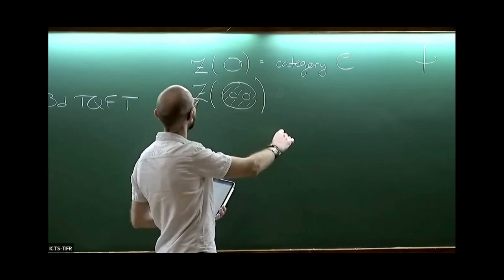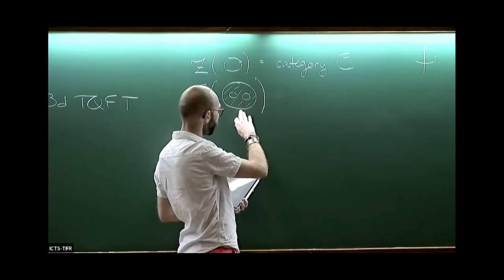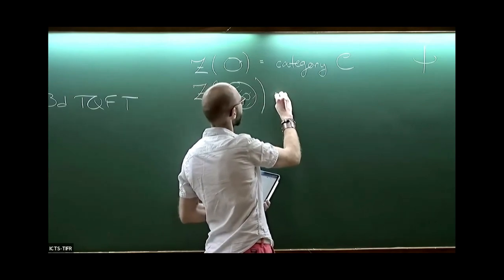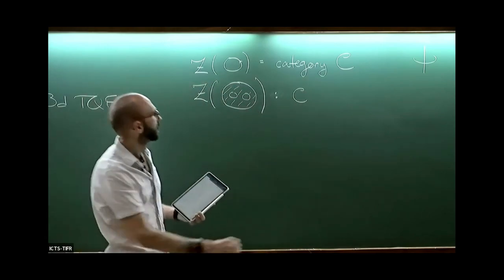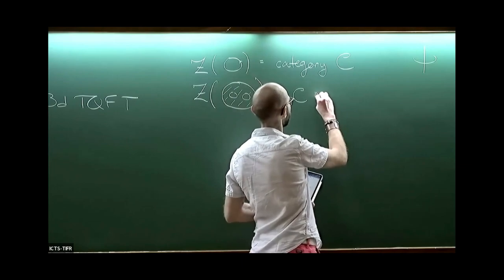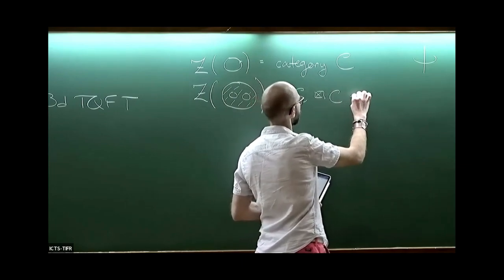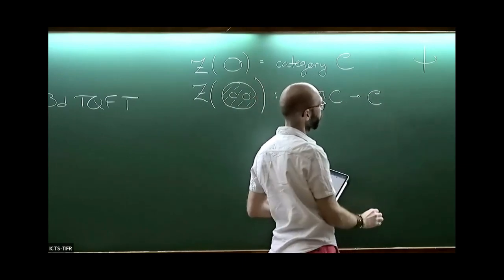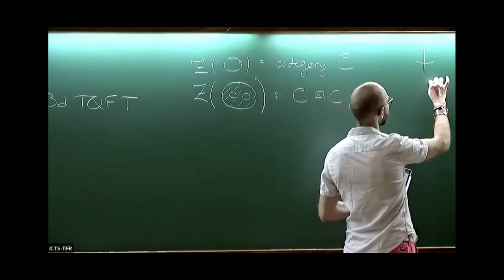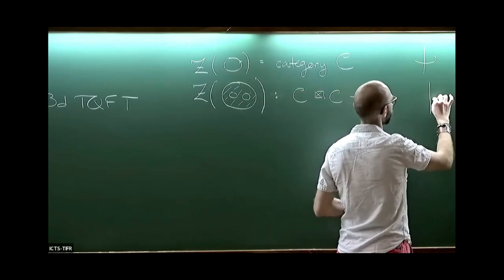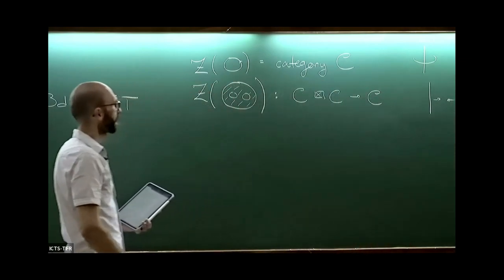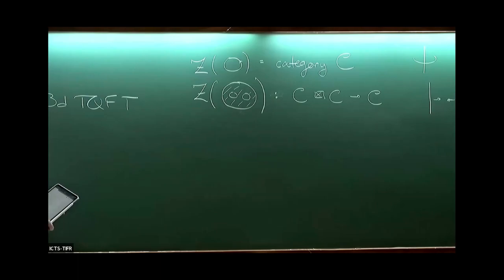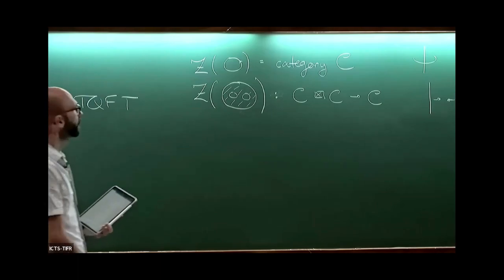So what is Z of a pair of pants now? It's a map from two circles to one circle, and gives us, in principle, the tensor product, and the physics picture is collision of lines. I should have said why this was a category as well.